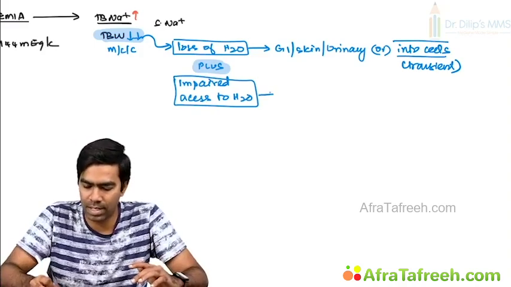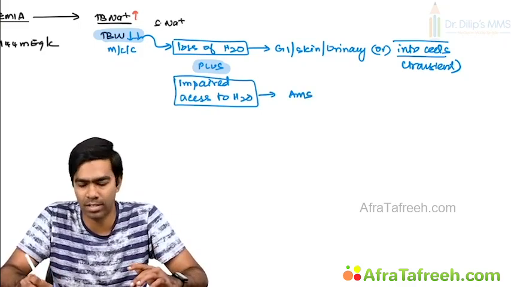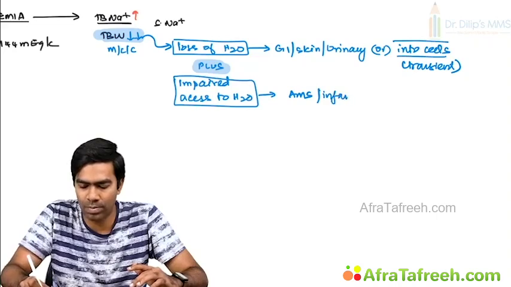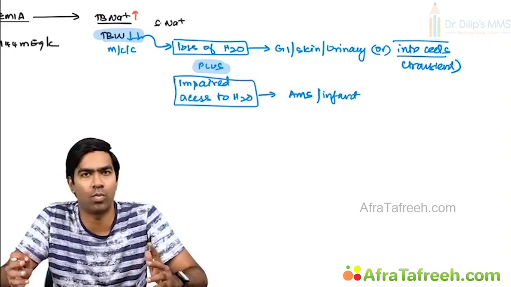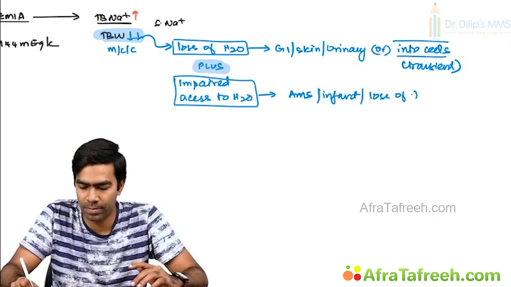At the same time, this impaired accessibility to water may be due to a patient who is suffering from altered mental status, or an infant who is dependent on the mother, cannot take water by themselves, or patients are having loss of thirst.